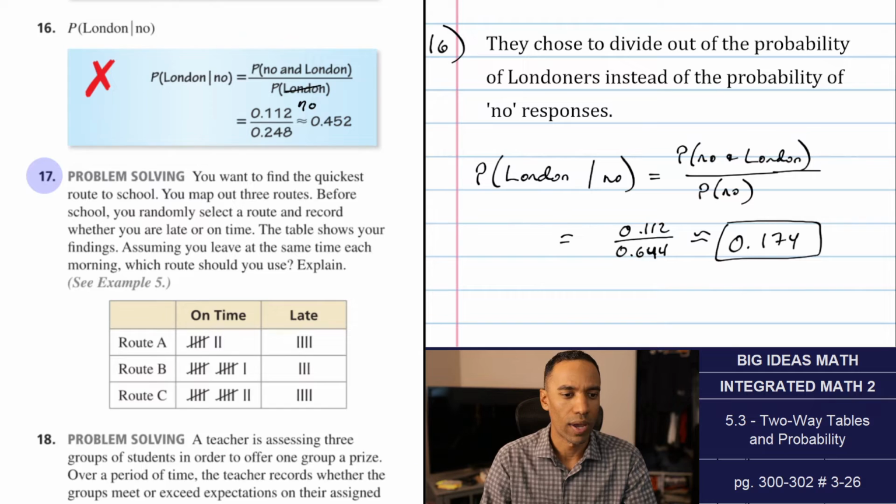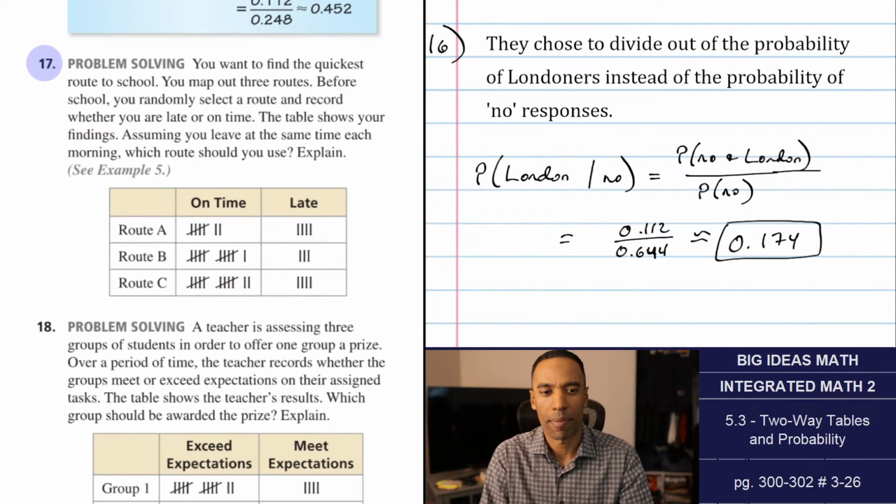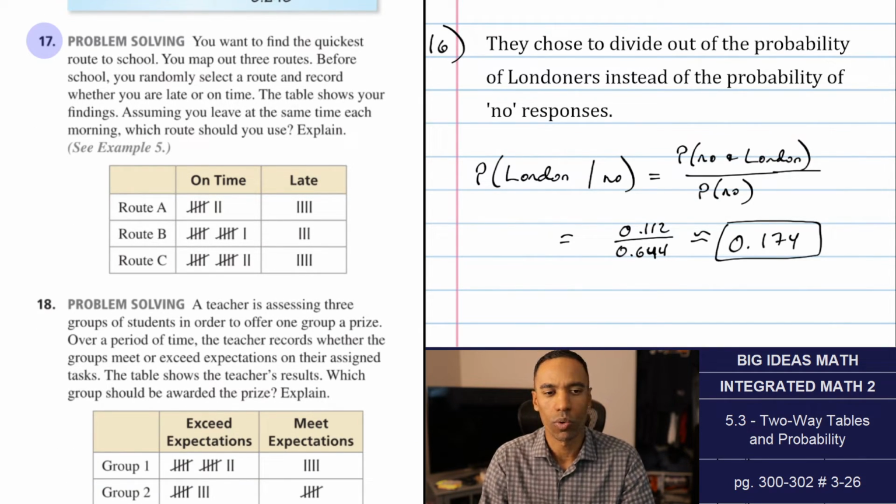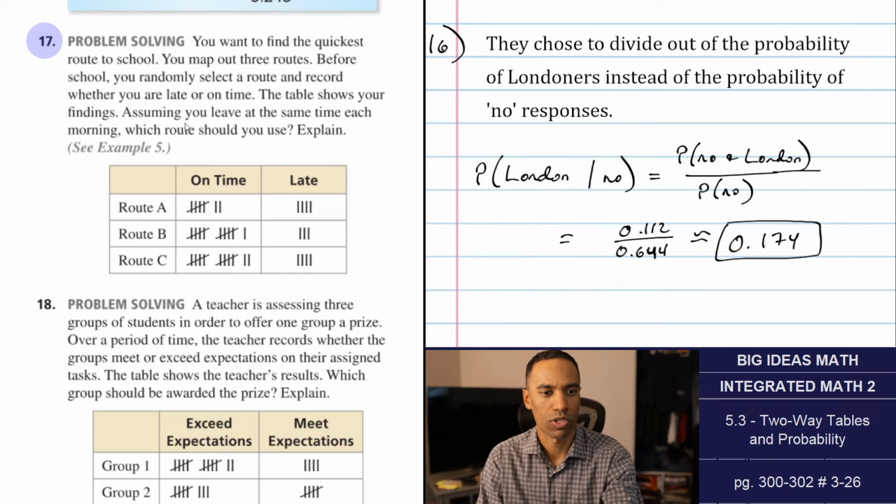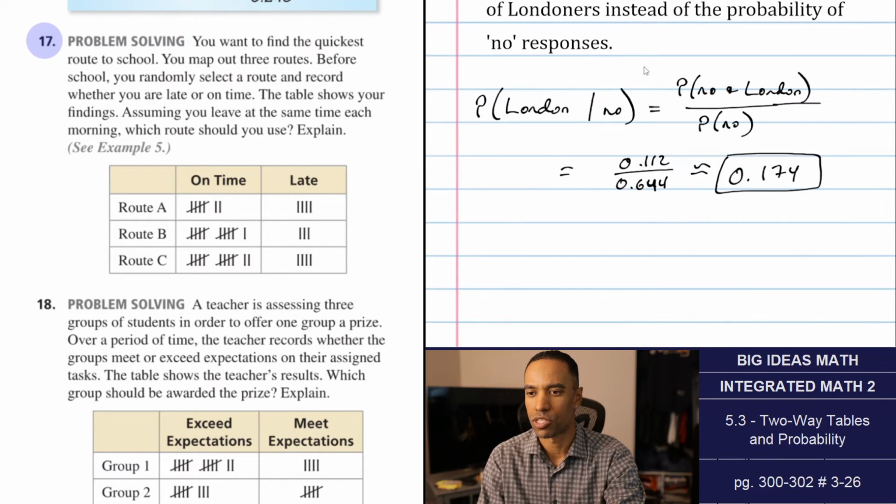You want to find the quickest route to school. You map out 3 routes. Before school, you randomly select a route and record whether you are late or are on time. The table shows your findings, assuming you leave at the same time each morning. Which route should you choose? Explain. So I'm going to copy and paste this one.